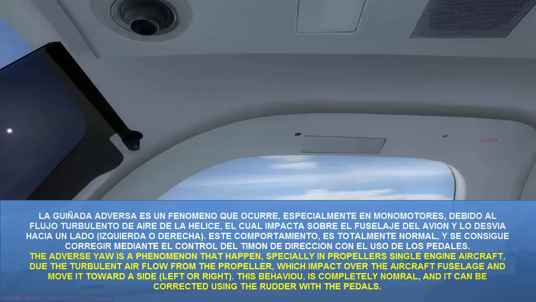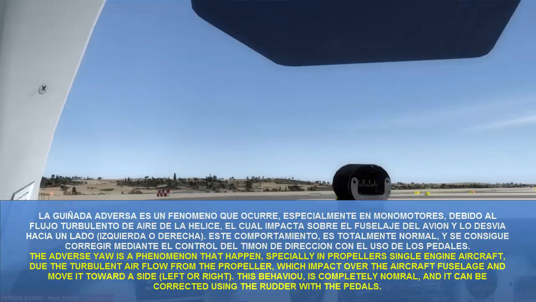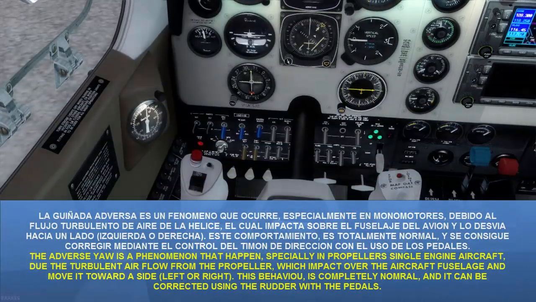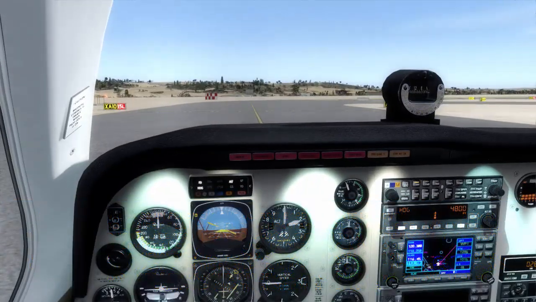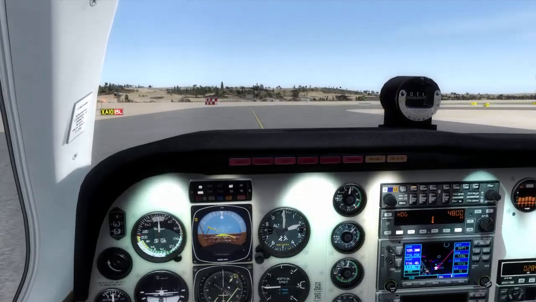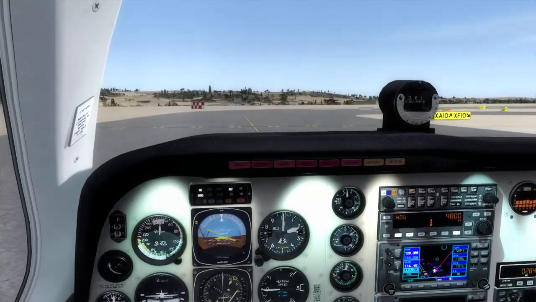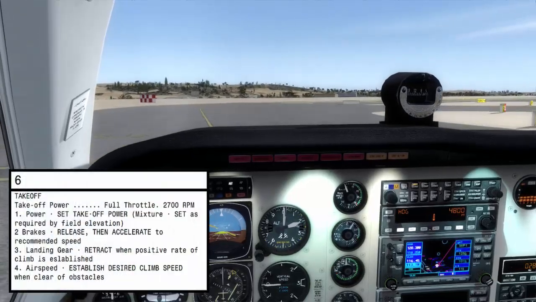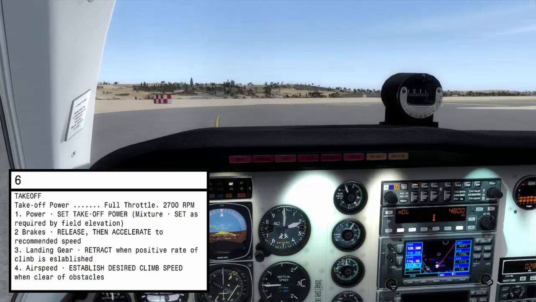Okay, adverse yaw. It is a phenomenon that happens especially in single engine propeller aircraft due to turbulent airflow from the propeller, which impacts the aircraft fuselage and moves it to the right side or to the left side. That means your joystick in 90% of the cases works fine, because many people enter forums to ask why the aircraft is going to the right side or to the left side. "My joystick is not properly configured."